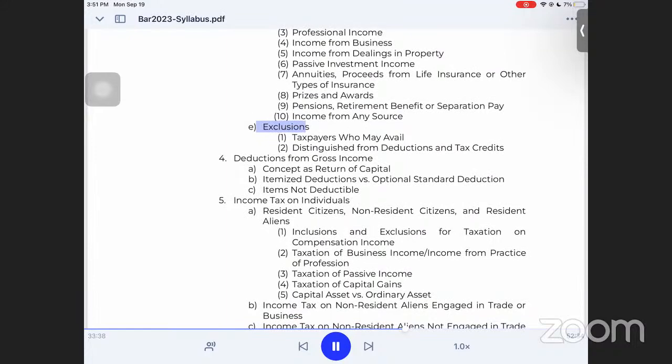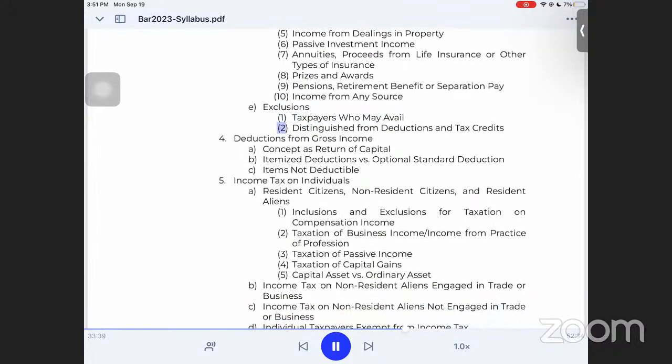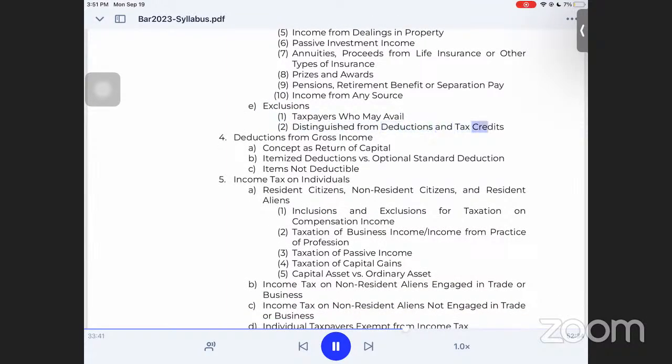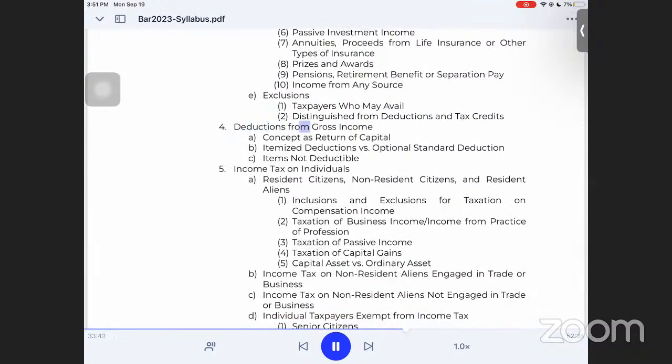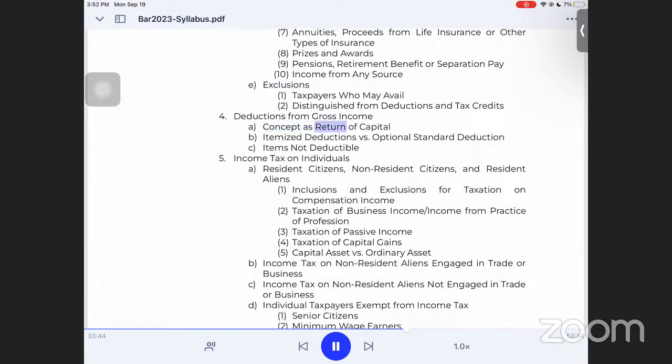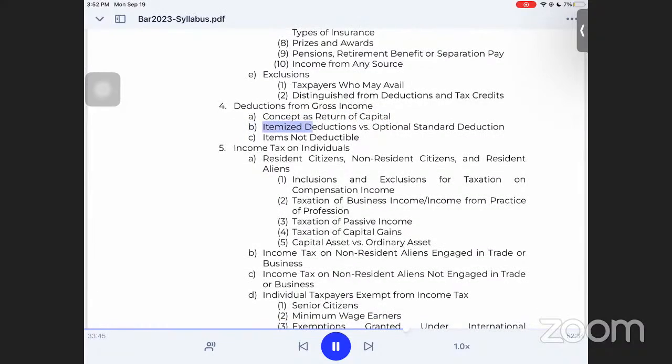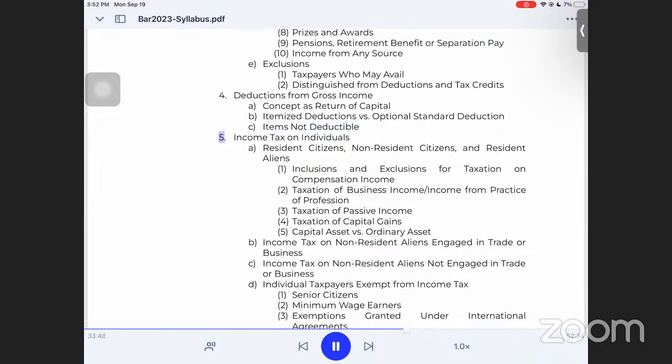E. Exclusions. 1. Taxpayers who may avail. 2. Distinguished from deductions and tax credits. 4. Deductions from gross income. A. Concept as return of capital. B. Itemized deductions versus optional standard deduction. C. Items not deductible.